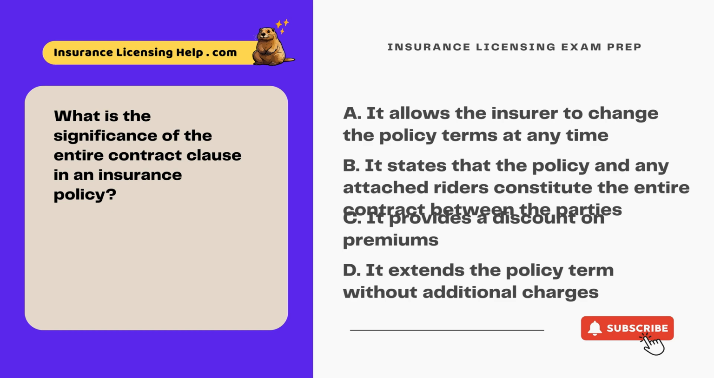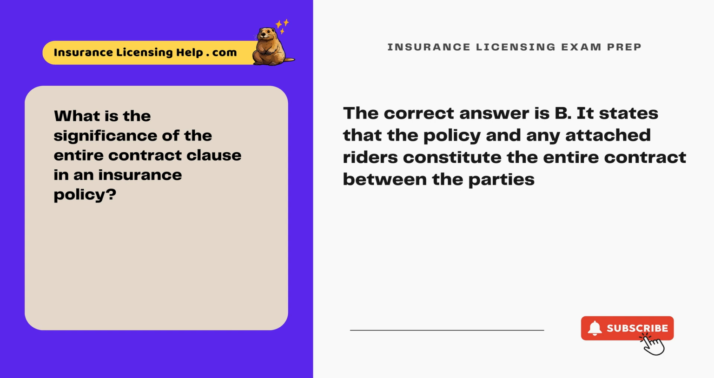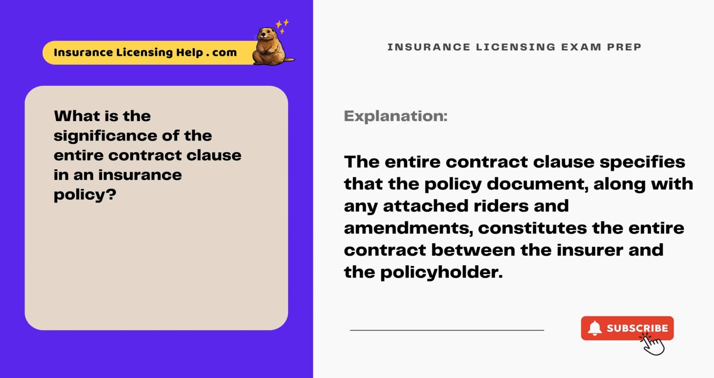What is the significance of the entire contract clause in an insurance policy? A. It allows the insurer to change the policy terms at any time. B. It states that the policy and any attached riders constitute the entire contract between the parties. C. It provides a discount on premiums. D. It extends the policy term without additional charges. The correct answer is B. The entire contract clause specifies that the policy document, along with any attached riders and amendments, constitutes the entire contract between the insurer and the policyholder.